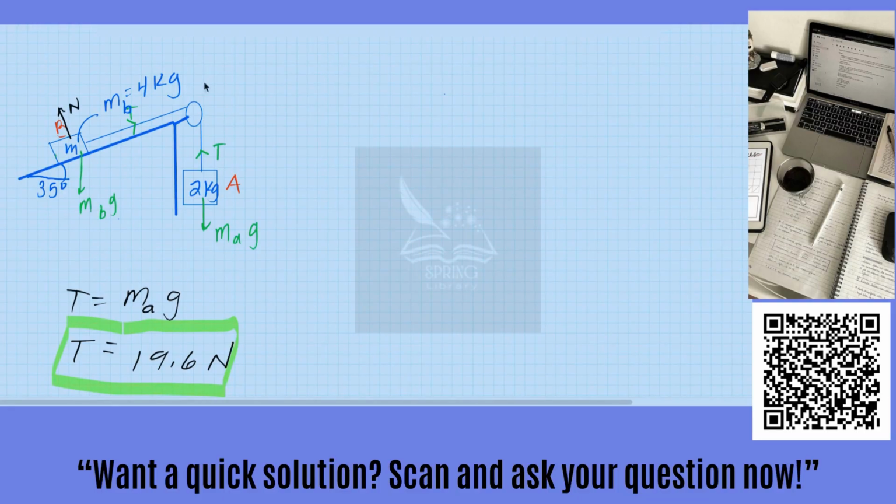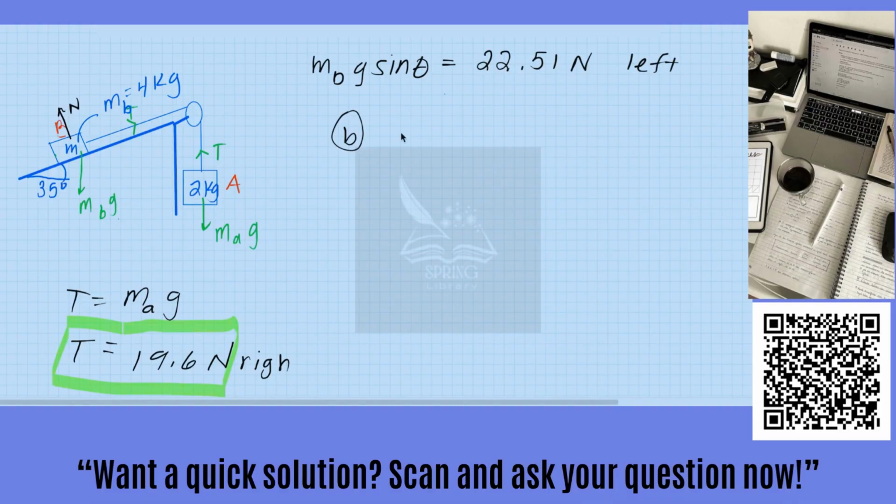M_B g sine of theta. So we have M_B g sine of theta, which is 4 times 9.8 times sine of 35 degrees, is 22.51 newtons, and this is left, and this one is right. So for part B, it is going to go left down the slope.